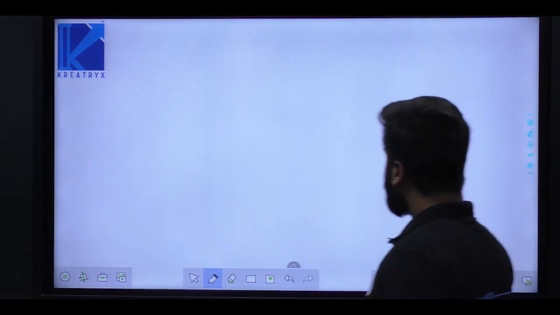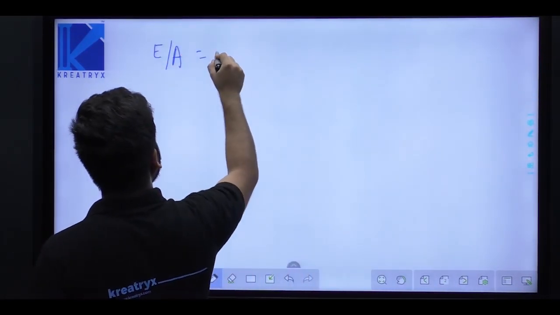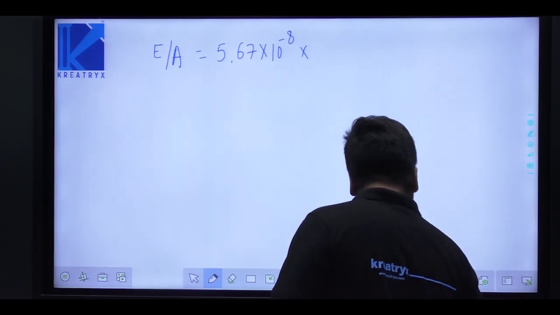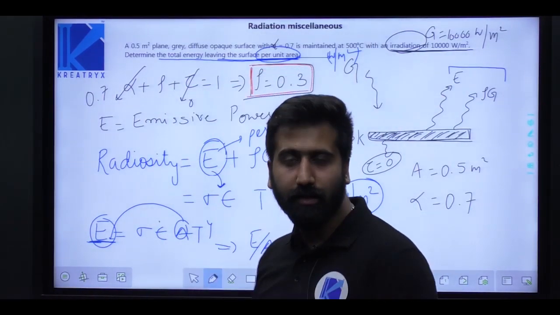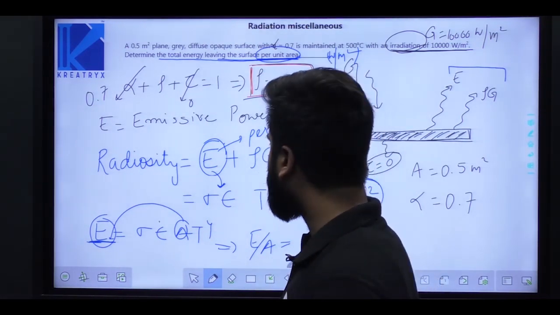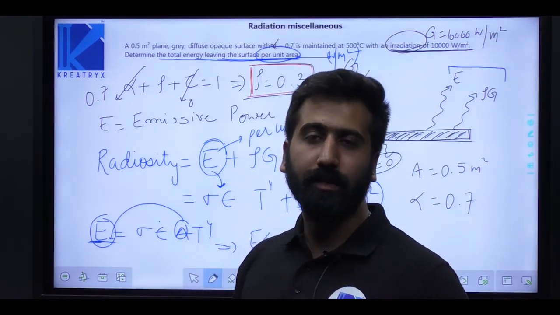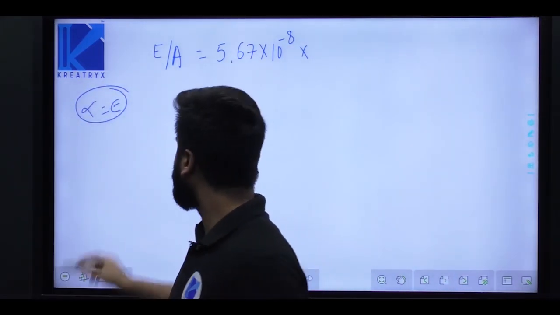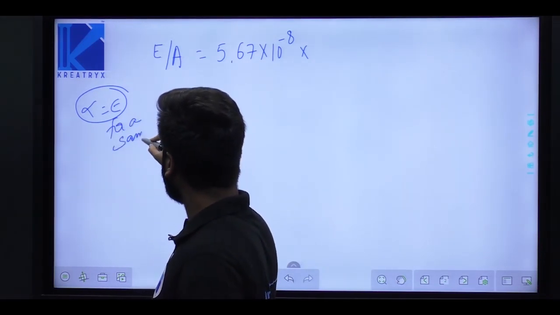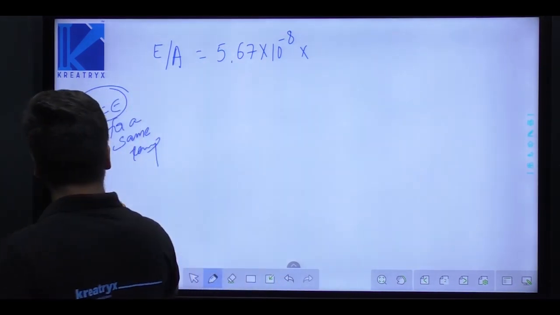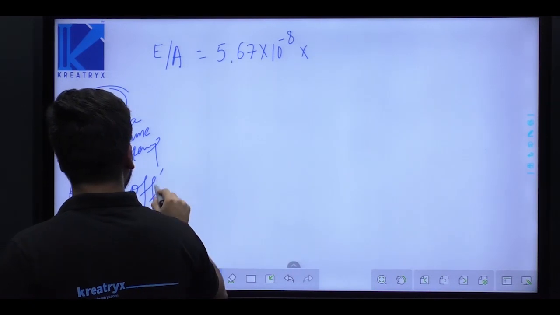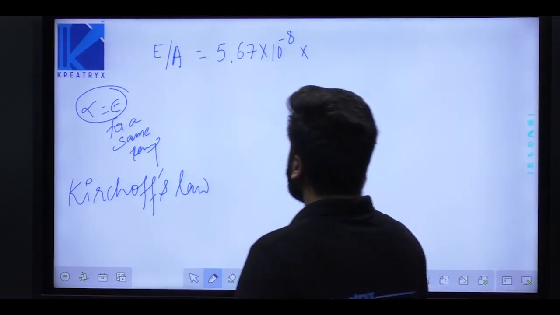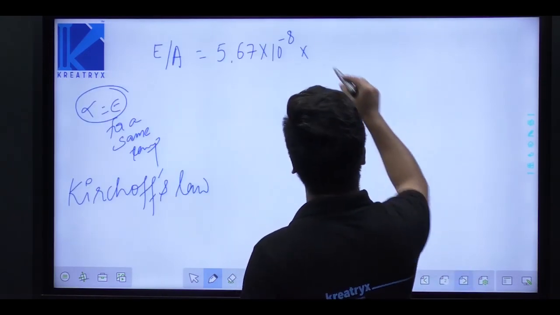So now find this emissive power per unit area, which is E by A, which is sigma, 5.67 into 10 to the power minus 8. What is this? This is Stefan Boltzmann's constant. Sigma epsilon. Now what will be epsilon? You must have studied Kirchhoff's law, that at a certain temperature, absorptivity is equal to emissivity. That is, a good absorber is a good emitter also. So alpha is equal to epsilon for the same temperature. This is by Kirchhoff's law. So epsilon is 0.7, as alpha is given to you as 0.7.